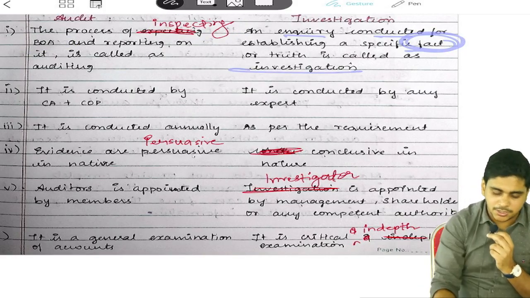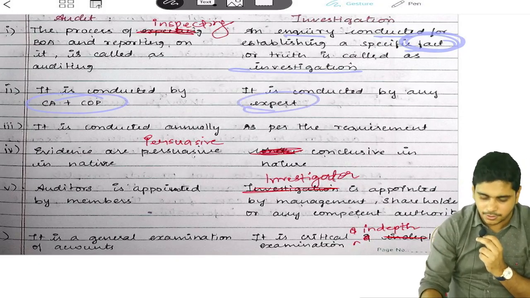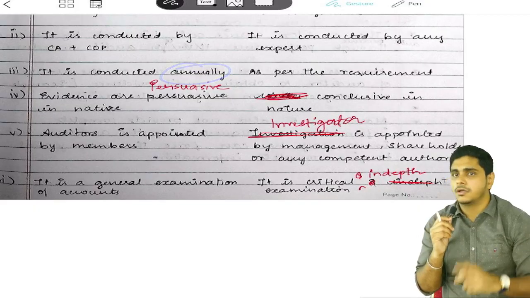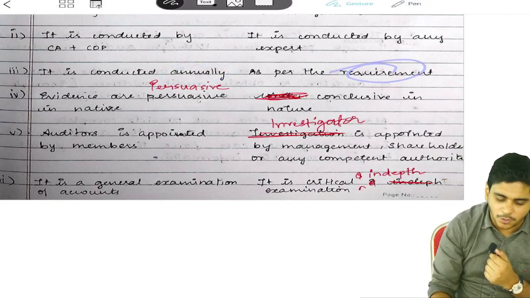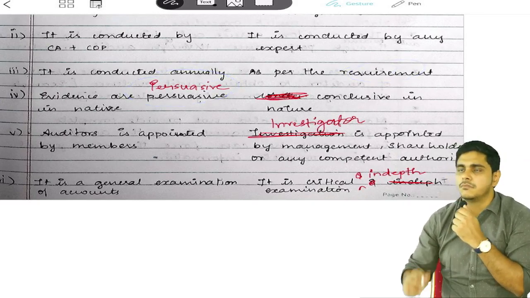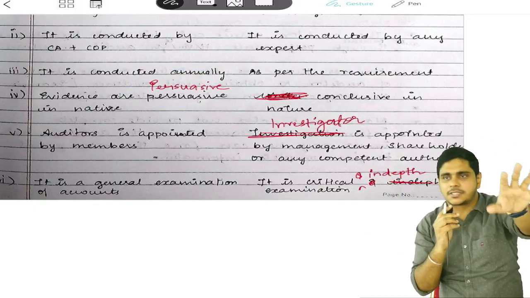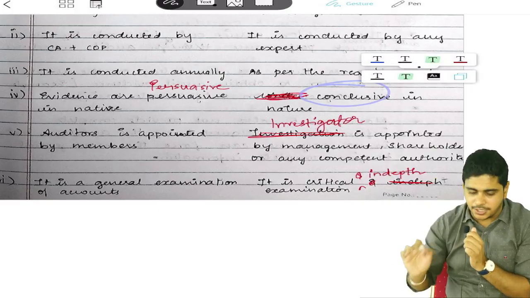Investigation is conducted by a CA or COP. It is conducted by an expert. Audit is conducted annually, which means yearly, okay? Investigation is as per the requirement. Evidence obtained is persuasive in nature. Persuasive means convincing. We have not checked in depth. We say, okay, it looks like it is correct. But in investigation your evidence obtained is conclusive. That means it is correct.